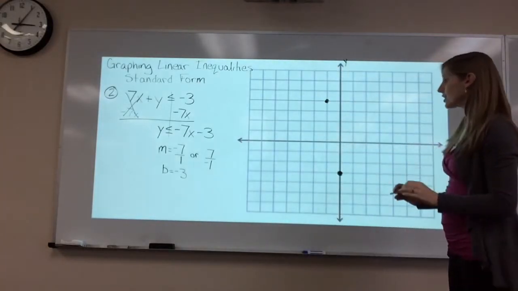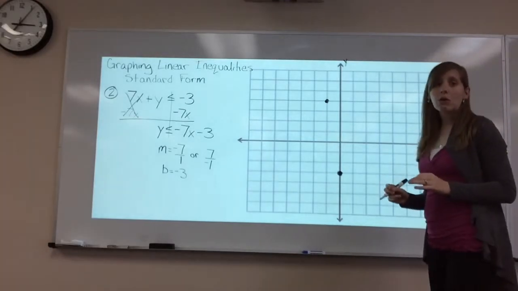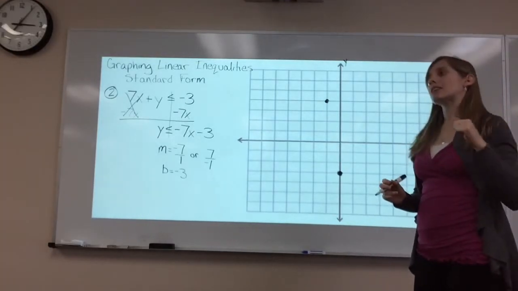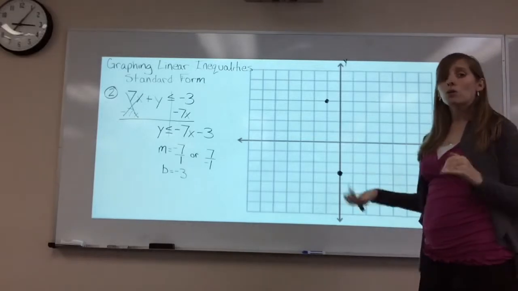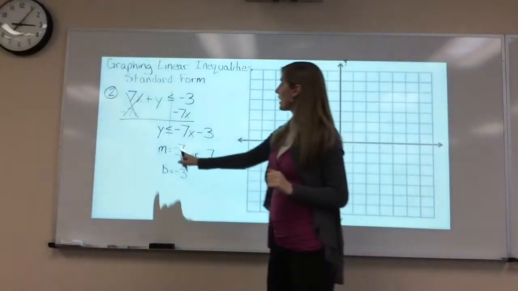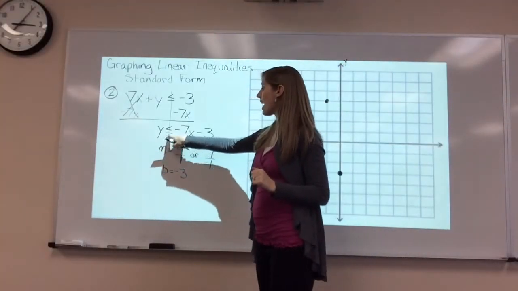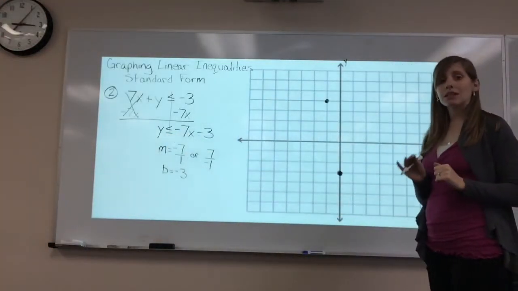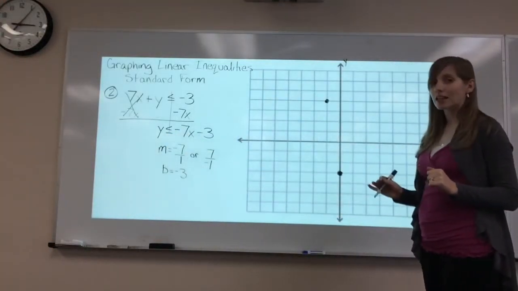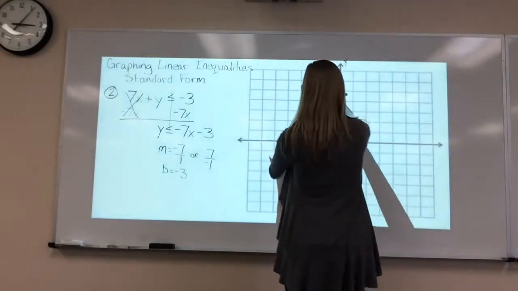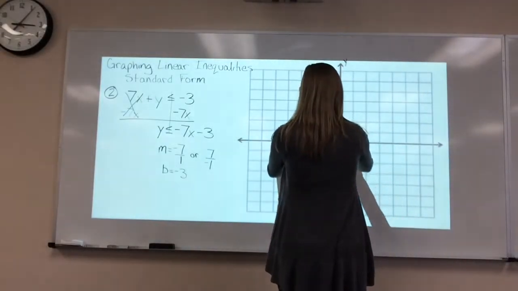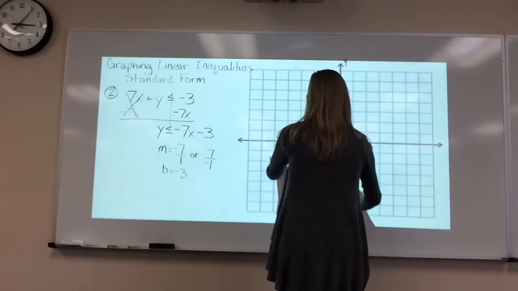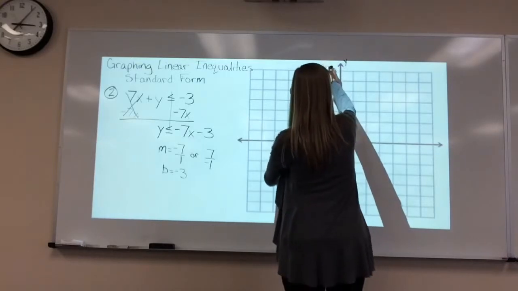Okay. After that, you need to check your inequality sign to determine if this is supposed to be a solid line or a dashed line. So looking at our inequality sign, we do have that equal to bar. Anytime you have the equal to bar, it means your line will be solid. So I'm going to go ahead and connect my 2 points with a solid line, putting arrows at the end, like this.